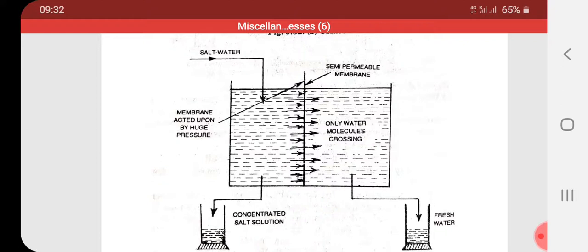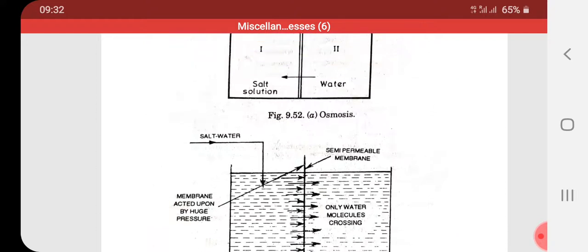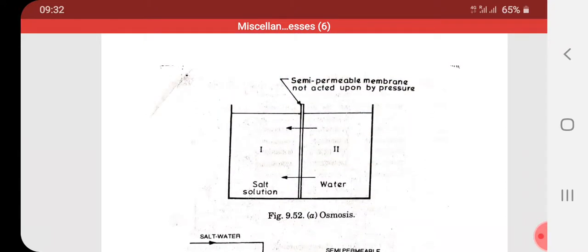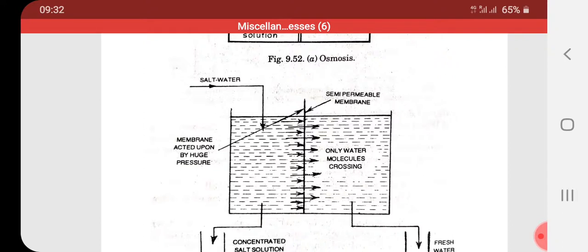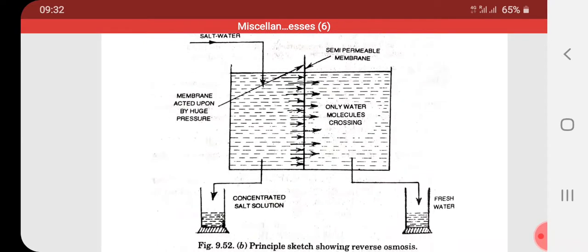See, arrows are showing here. The arrows which are passing through the membrane are pure water, and salt is not passing here. Salt is there only in the left compartment, and only water is passing through the membrane. Whereas in osmosis, water passes through the membrane towards the salt solution. Here in reverse osmosis, from salty water, only water is passing through the membrane towards the clear water. Thereby we get pure or fresh water in the right compartment, and the concentrated solution remains in the left compartment. So this is the reverse way of osmosis.